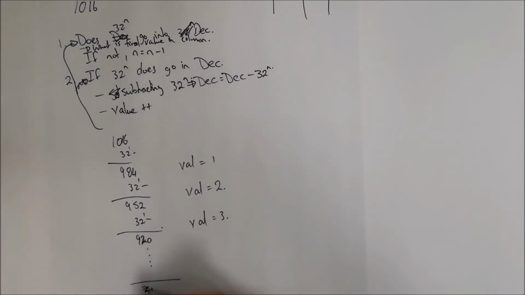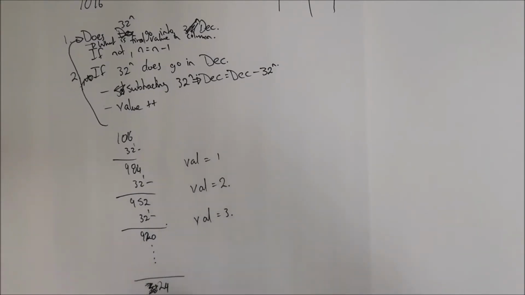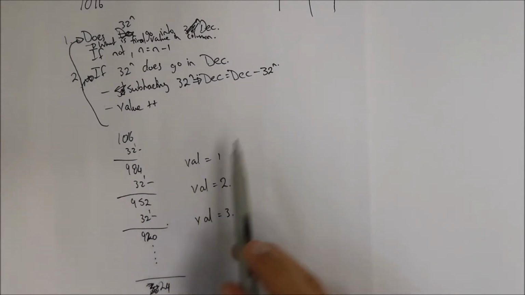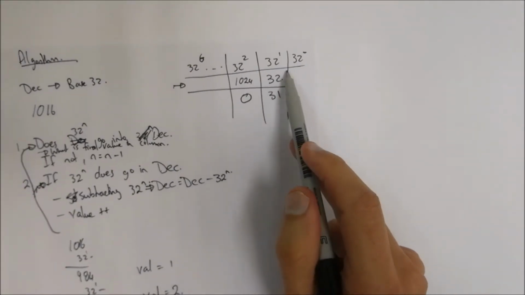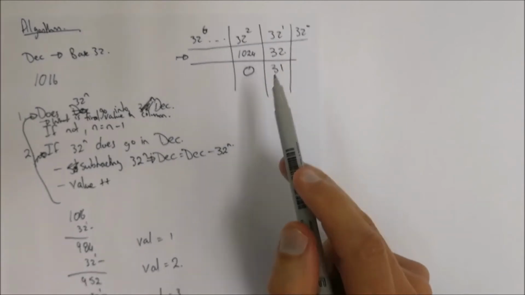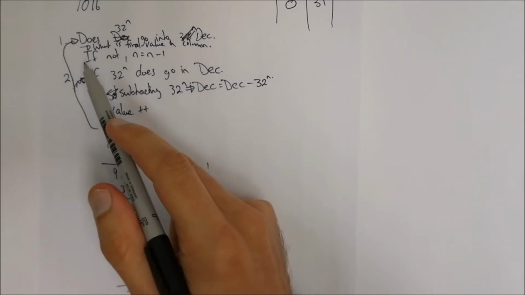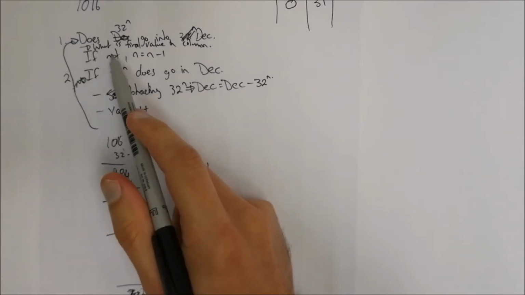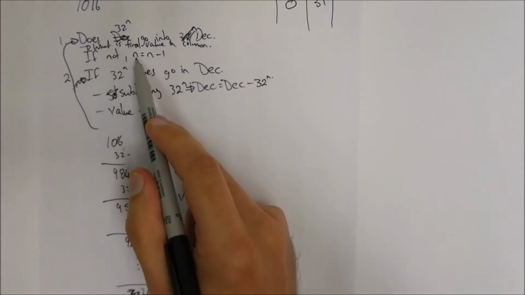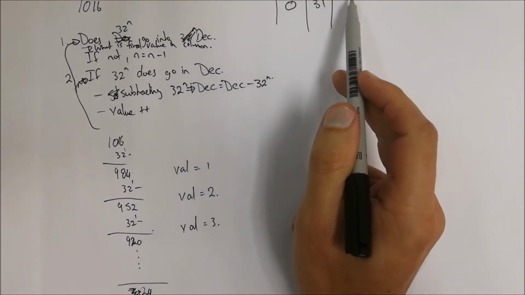Now, sorry, that's not actually what the remainder is. So 1016 minus that, there'll be a remainder of 24. And again, we're going to now look, does 32 to the power of 1 go into 24? No, it doesn't. So then we'll come back to the step in the beginning, and we'll say, well, it doesn't go, so therefore we need to say n is equal to n minus 1. We move across to the next column.